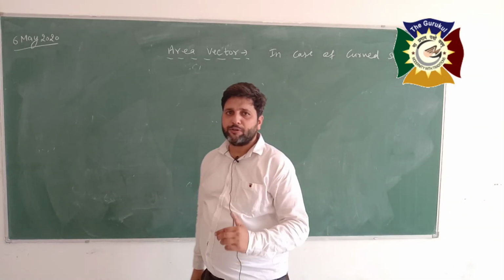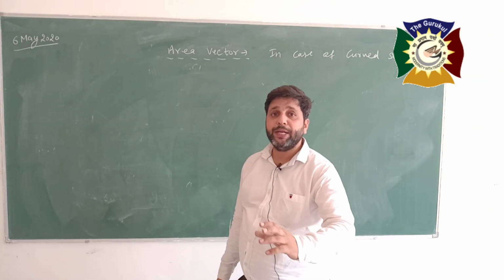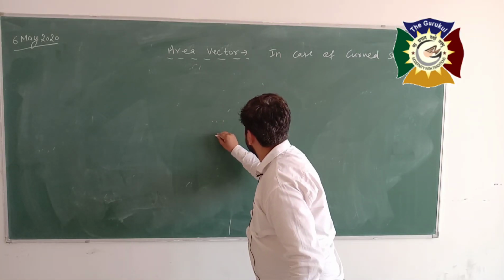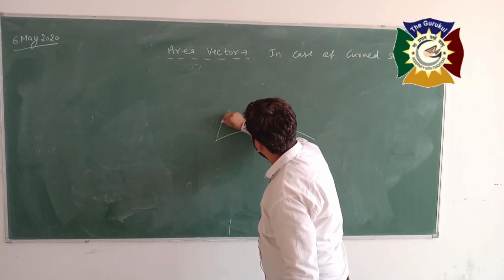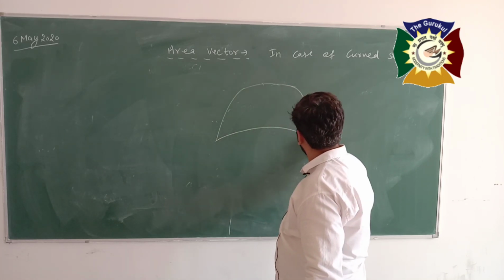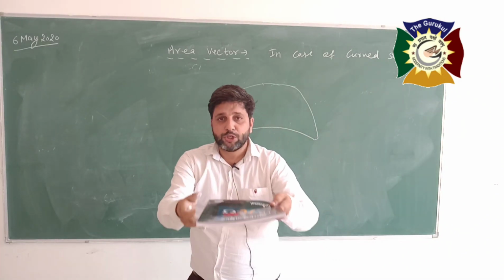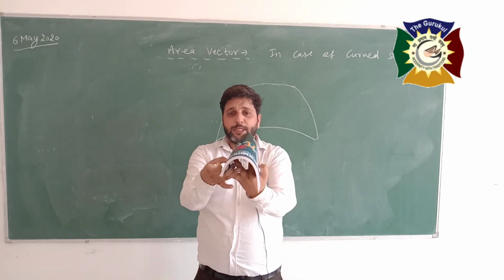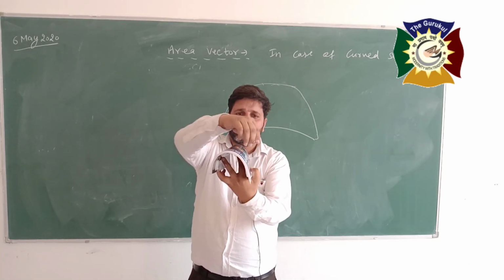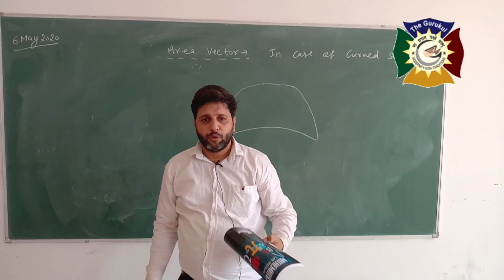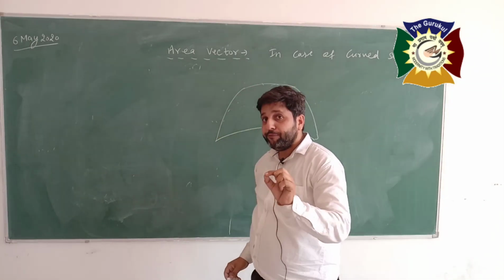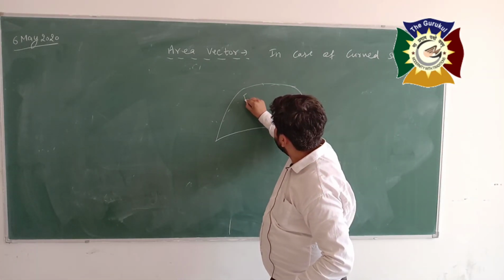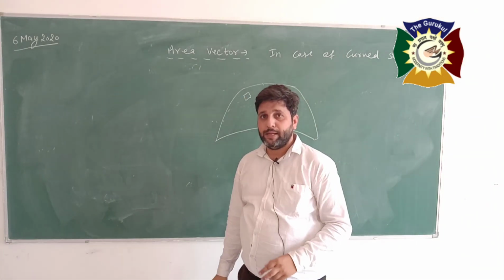In case of curved surface, if the surface is not plane but curved, then beta, what will happen? Listen, this is the curved surface, in this way. Now this is not plane, this is a curved surface. Now there is a problem. Beta, listen. At this point, the normal is along this direction. At this point, the normal is along this direction. So we will work on small parts. In this case, we assume a small part, and you have to write.